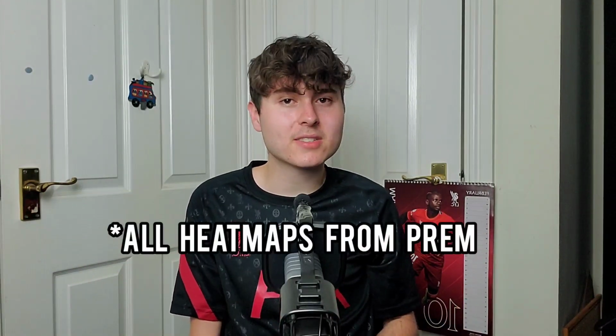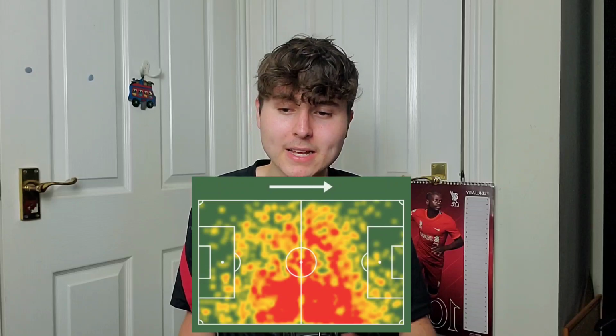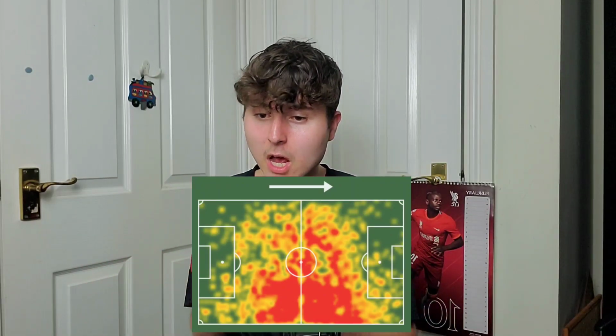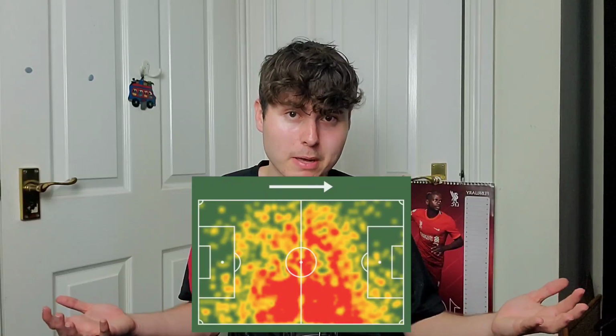So here is Jordan Henderson's heat map from the 1920 campaign, and as you can see, he is occupying a lot of the middle third. Obviously, it's what you'd expect from a right central midfield player, helping out both offensively and defensively. A lot of red in the middle of the pitch because that's where he spent most of his time.